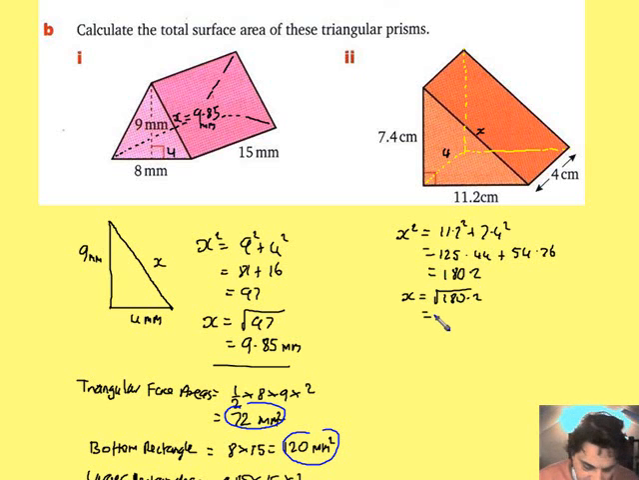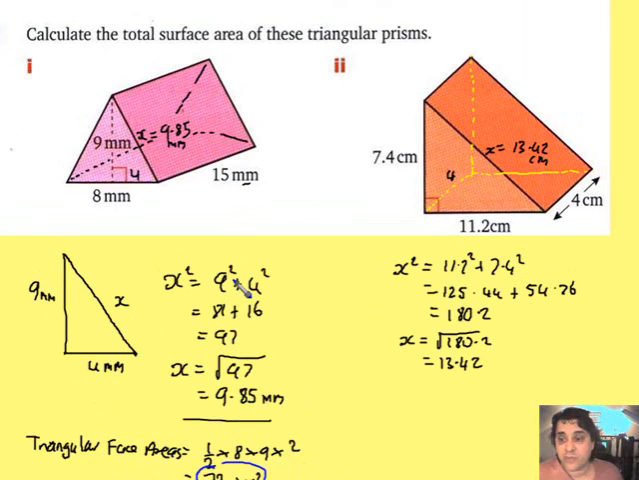Let's just root that now. 180.2 comes to 13.42. It makes sense, doesn't it? Because obviously the longest side has got to be bigger than the 11.2. So x is in fact 13.42, and now we're in centimeters as opposed to the millimeters on the other side. Right, we're ready to rock and roll.